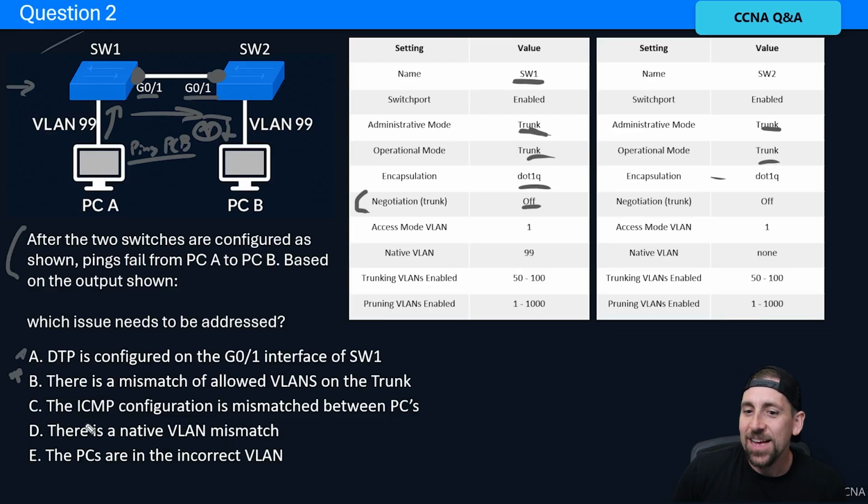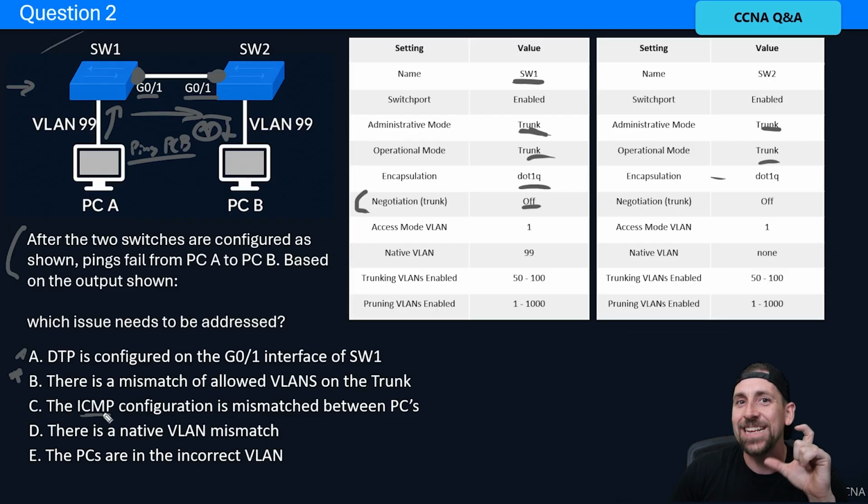Here we have C, the ICMP configuration is mismatched between the PCs. I actually kind of alluded to this earlier. We have no idea what the ICMP configuration is. And now they're asking you to understand protocols and the well-known nomenclature as network engineers. Ping is the common verbiage for ICMP, right? So this is ICMP. You see ping and then you see ICMP and you're like, ooh, they're saying ping is failing. It's an ICMP mismatch. You're like, I know that ping is actually ICMP.